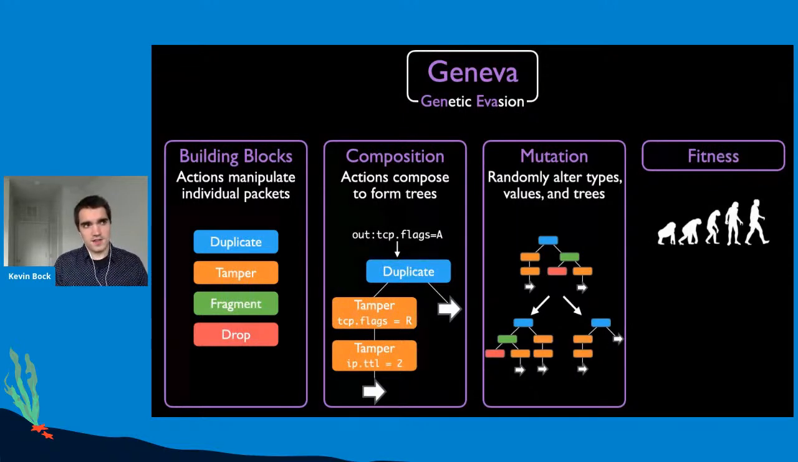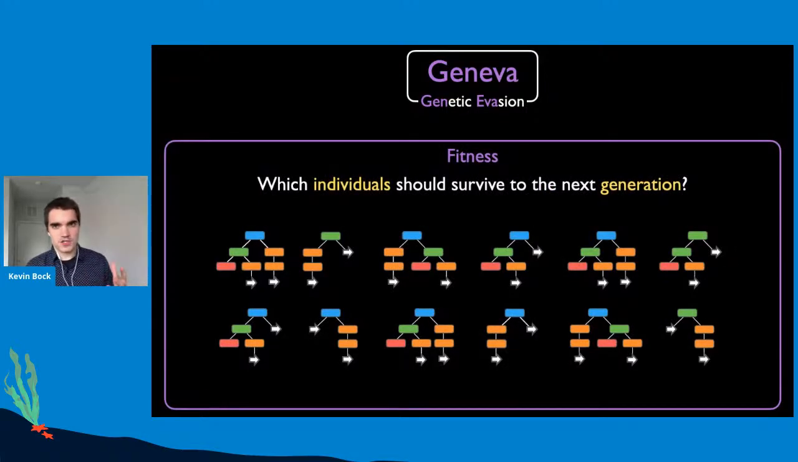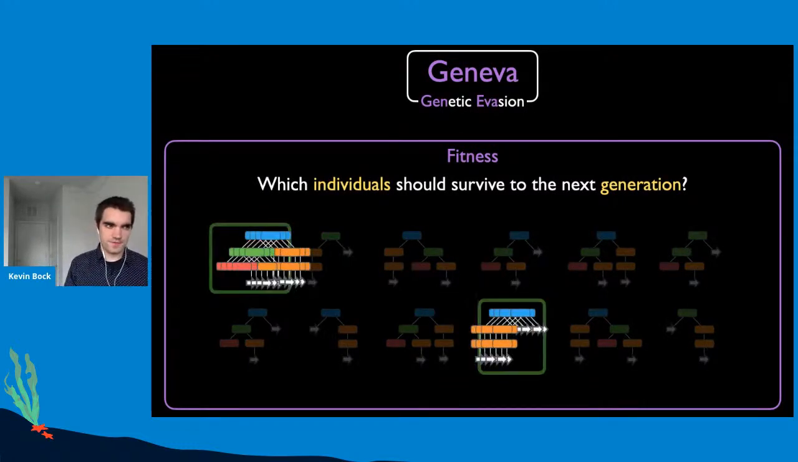This is where there are many different types and ways we can mutate these trees. I won't go through all of them here. If you're interested, you can check out our website or our paper, and we'll link to all of this at the end. But basically, we can randomly alter types, change values, merge trees together, split trees apart, etc. The last thing to call out is the fitness function. And fitness is basically trying to answer the question, which individuals should survive to the next generation?